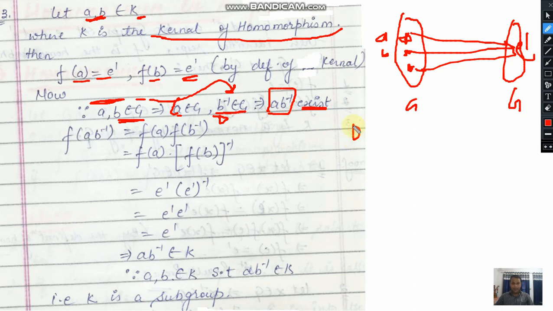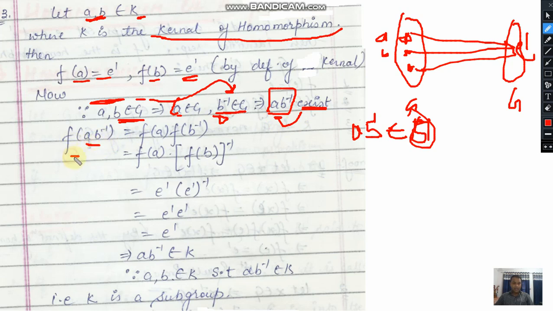The shortcut is that you prove that A B inverse is available in that set. If A B inverse is an element of that set, this is a very popular theorem, then this set will be a subgroup. So here we have proved that A B inverse will be available in G. What will be the mapping of A B inverse?